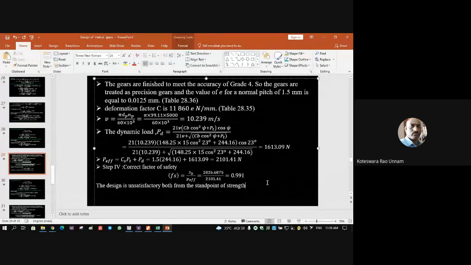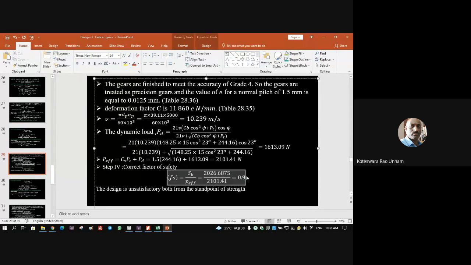Now we calculate the factor of safety here. Obviously, it is less than 1. 22,026.6875 divided by 2101.41, you will get 0.964. That means your design is not satisfactory because the factor of safety is less than 1.